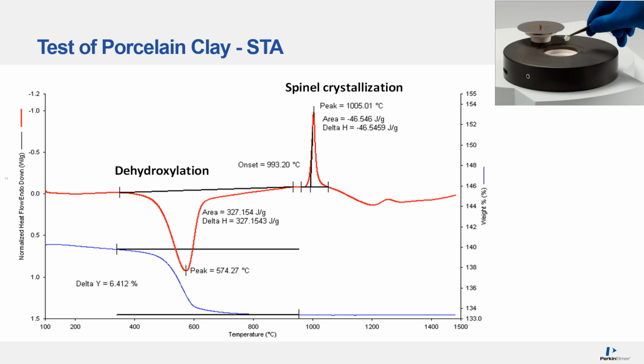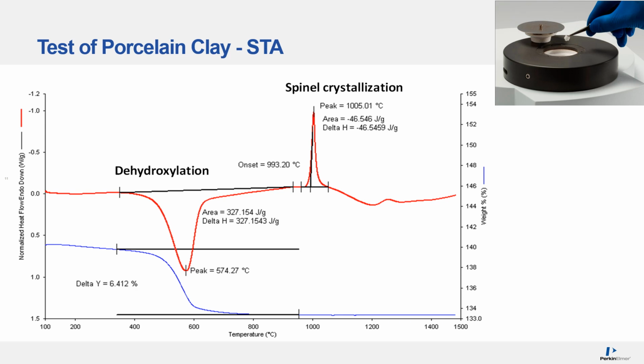If you want to look at porcelain clay with an STA, which is simultaneous TGA and DSC signal, here you can see it used as a test of dry porcelain clay. The DSC curve in red demonstrates the dehydroxylation around 574 degrees C and the unique spinel crystallization around 1000 degrees C. Other exothermic events visible above 1200 degrees C in Figure 2 correspond to the formation of mullite and cristobalite, of interest to the ceramic industry.